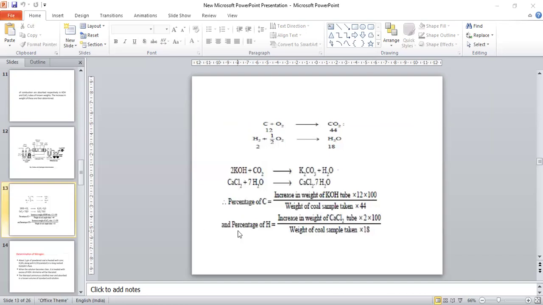And the second one is percentage of hydrogen. To determine this, we have the formula again. Here I have explained, weight of hydrogen 2 is generating 18 moles of water. Percentage of hydrogen is equal to increase in weight of calcium chloride bulb by weight of coal sample taken, into 2 by 18, into 100. This is the formula to determine the carbon and hydrogen.